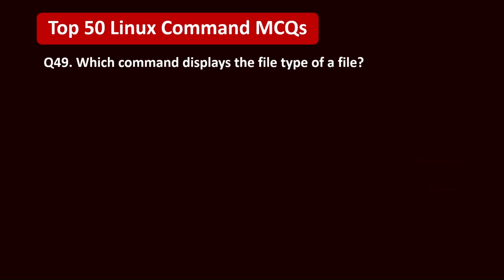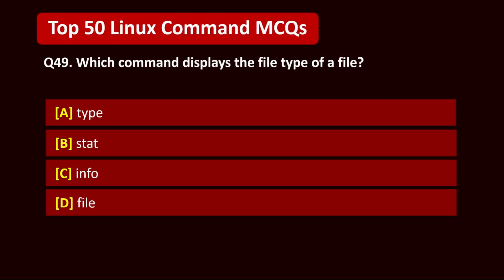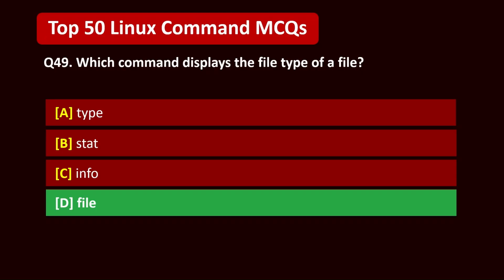Question 49. Which command displays the file type of a file? A. Type, B. Stat, C. Info, D. File. 5, 4, 3, 2, 1. Correct answer is D. File.